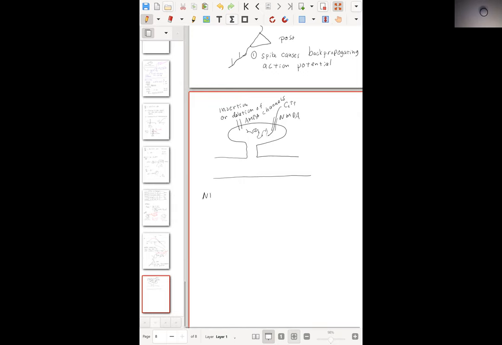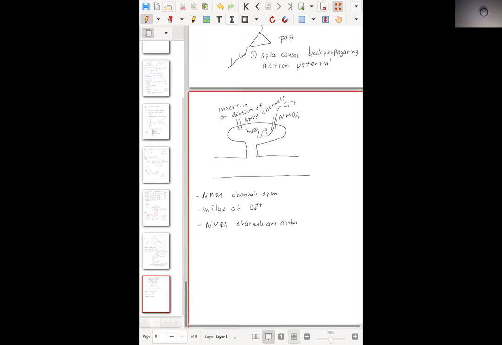NMDA channels open. So influx of calcium. So AMPA channels are either inserted, so the weight W goes up, and that's called LTP, long-term potentiation, or deleted, and the weight goes down. And that's called LTD.